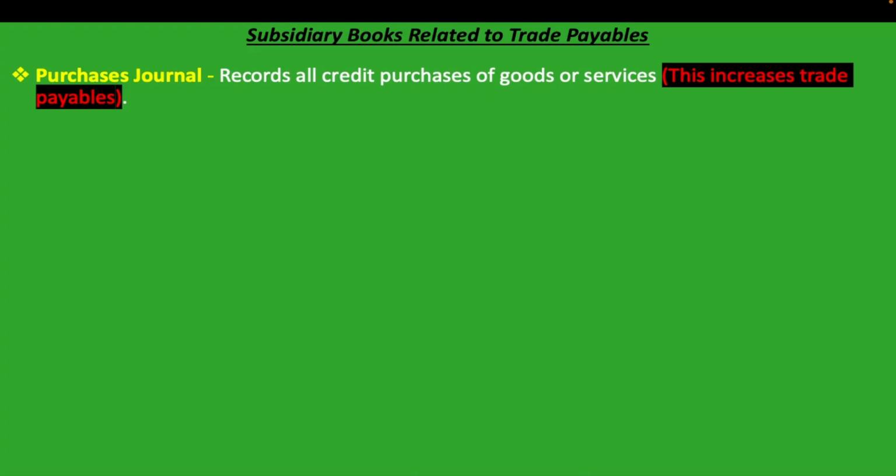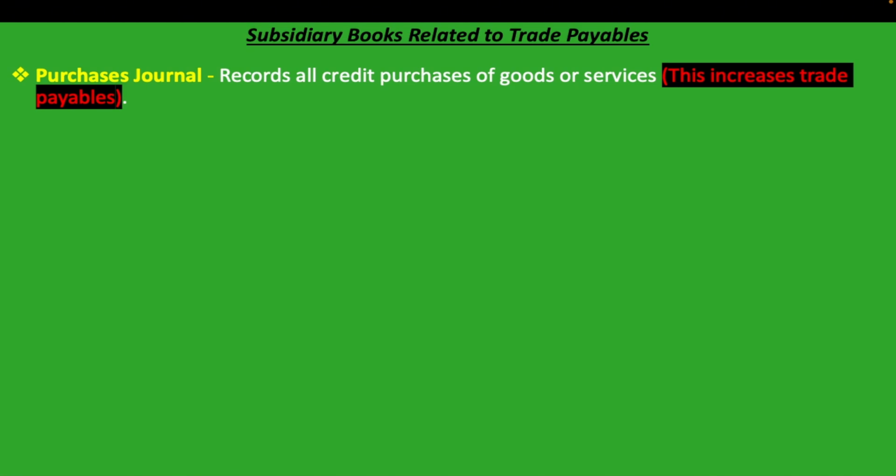Purchases journal. And what do we mean by purchases journal? Well, this records all credit purchases of goods or services. And so whatever goods or services you buy on credit from your suppliers, you record it under the purchases journal. Whatever is recorded under this journal, as you can see here, it's highlighted. This increases trade payables. It increases how much you owe your suppliers because you are recording how much you are buying from them on credit.